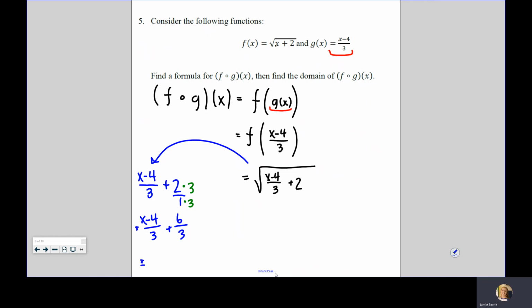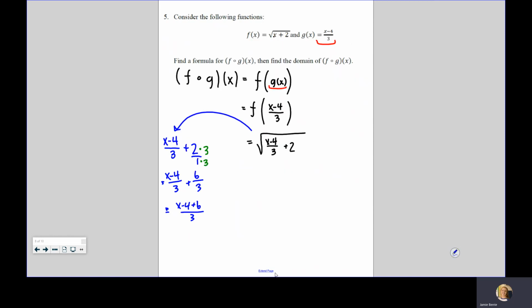It's supposed to be equal signs. All right, so combine the top, bottom stays the same. x minus 4 plus 6, all over 3. Now you could probably do this in fewer steps than what I'm writing. So that's x plus 2 over 3. Now just go back and plug that in, put it under the square root. So the square root of x plus 2 over 3. So that's our formula.